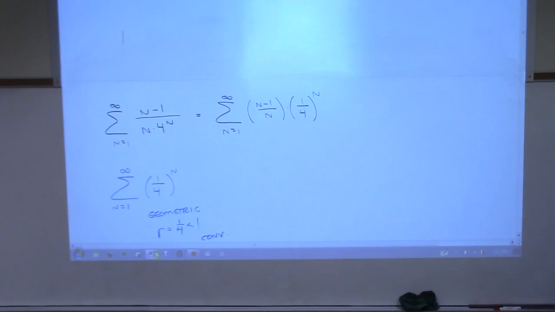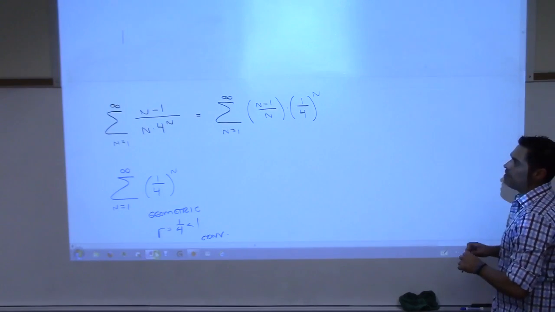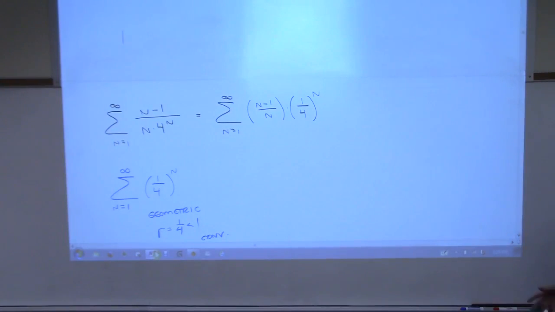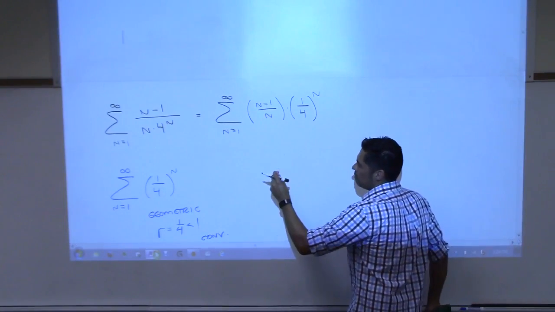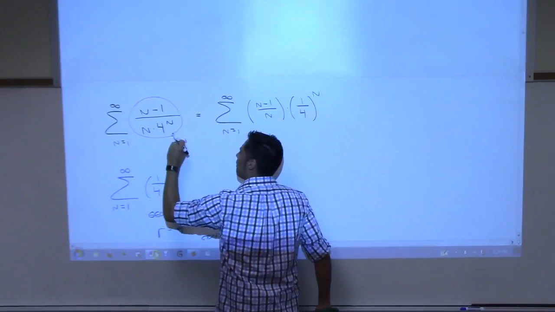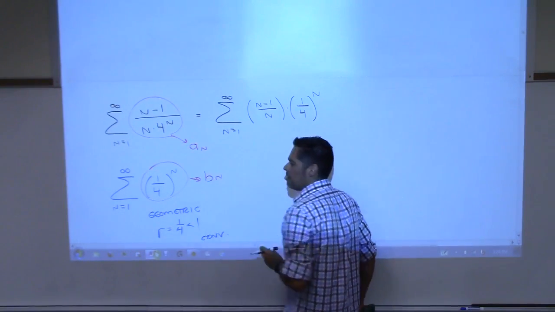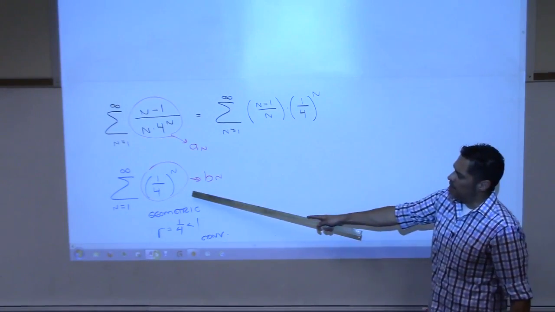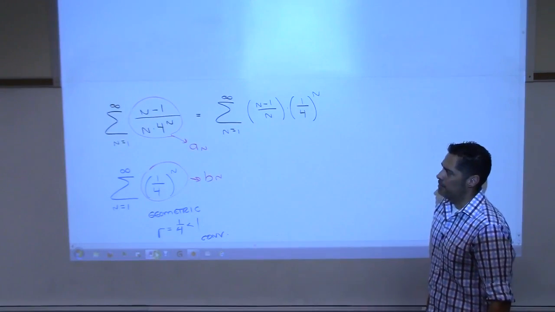What do we want to show? A sub n is less than or equal to b sub n. Oh, I forgot to check something. What did I forget to check? This is my a sub n, right? This is my b sub n. What do I have to check if I'm going to use comparison? Are these bigger than 0? Are they? This one is, right? Give me an n. This is always a positive number. Is this always positive?